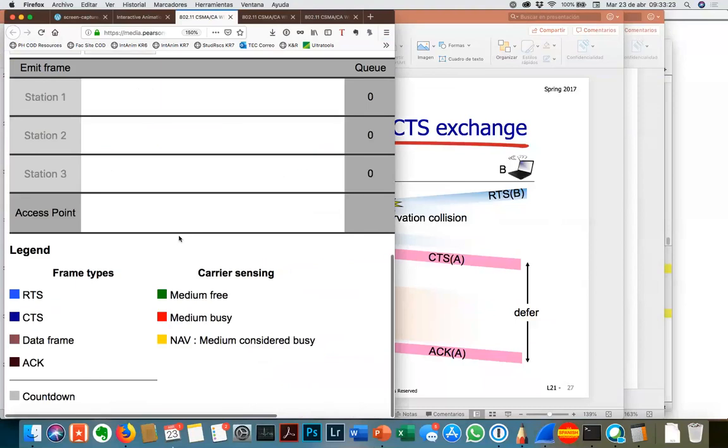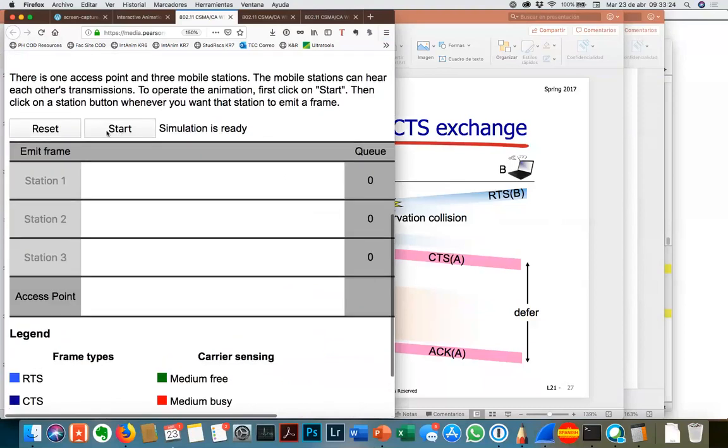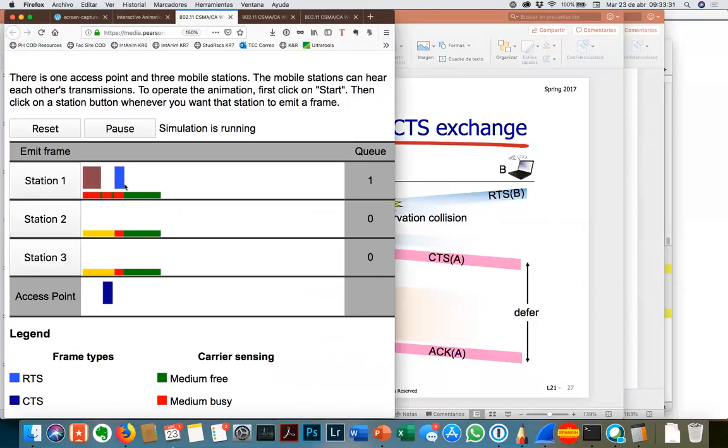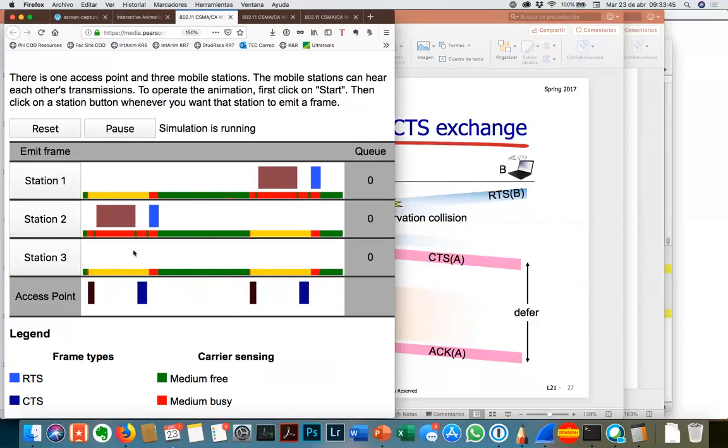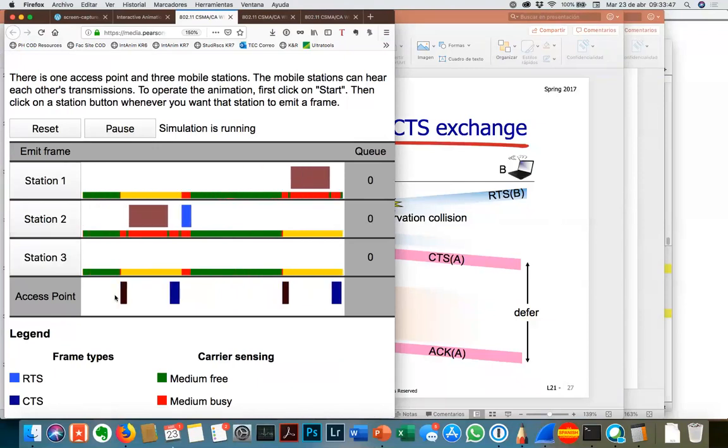So in the simulator, they use colors to describe things. I'm going to start it off. The carrier is free. I click on station 1. Station 1 sends a request to send. A clear to send is sent back by the access point. You begin sending your data. When you're done, you get an acknowledgement. Station 2 can now do it. It listens for the network. It's available, so it immediately tries sending a request to send. It gets a clear to send. It sends its data. The acknowledgement comes back.